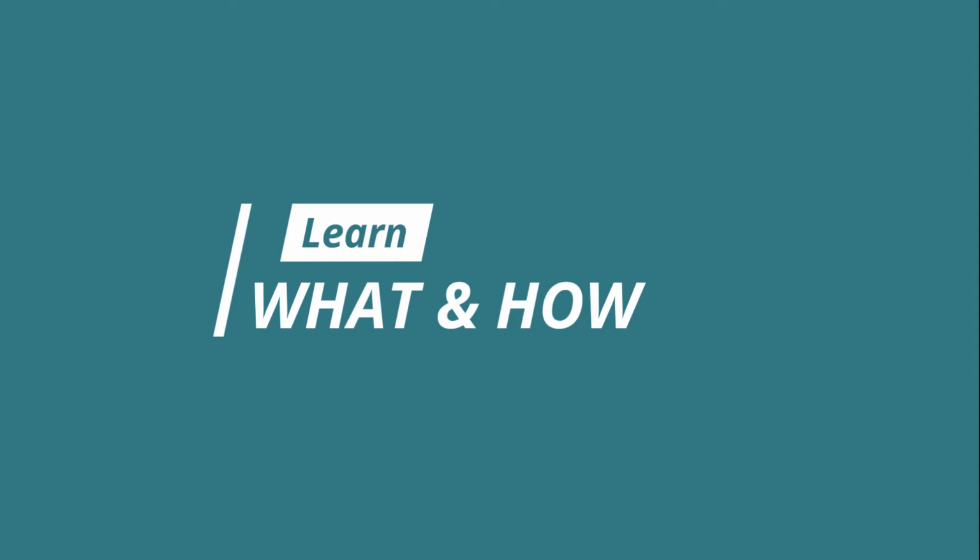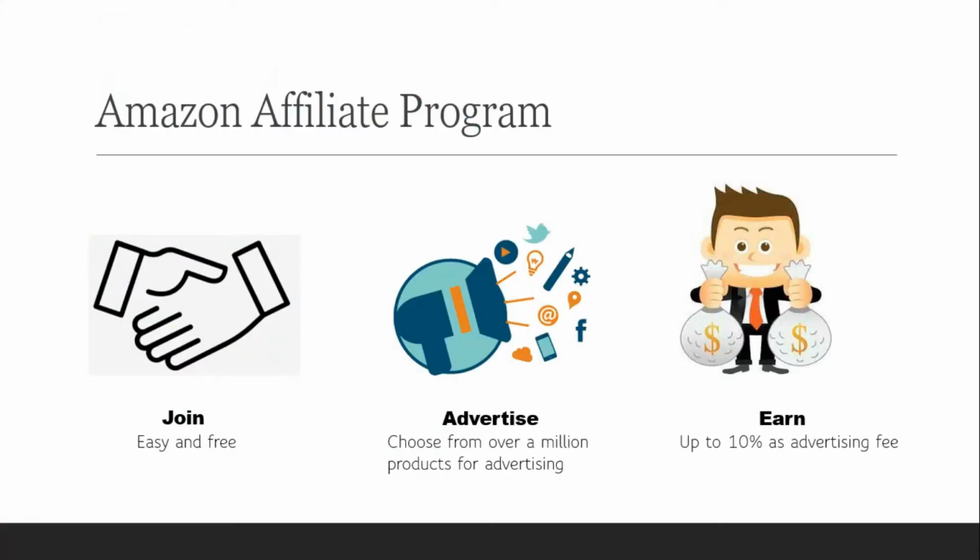To bring you an idea about this program, let's split the program into 3 parts. First is joining the program with your Amazon shopping account. Then select a product from Amazon.com and advertise or make a review about the product. Don't forget to provide your affiliate link there. When someone places an order through your affiliate link, you'll earn an advertising fee depending on the product.